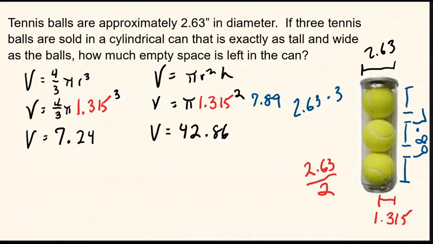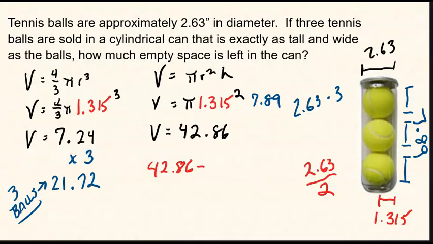Now, we do still have one more issue with this problem, and that is that I have 3 balls. So I have to multiply the 7.24 by 3, which is 21.72. So this is the volume of the 3 tennis balls. Okay, now I need to find the empty space, and in order to do that, I need to subtract. So I'm going to subtract the volume of the 3 balls from the volume of the cylinder. And I'm going to punch that into my handy dandy calculator.